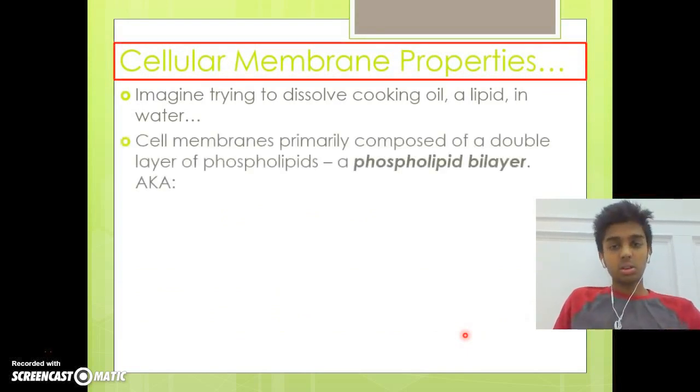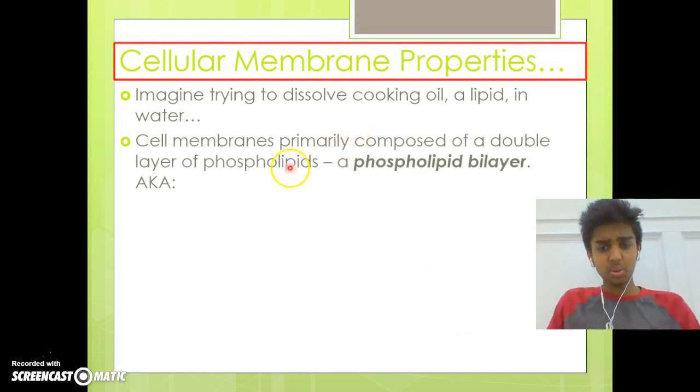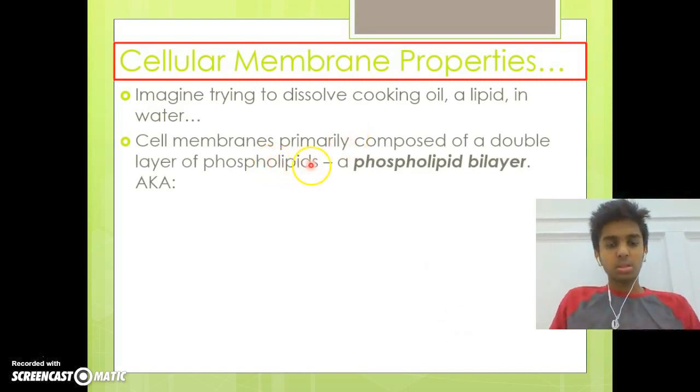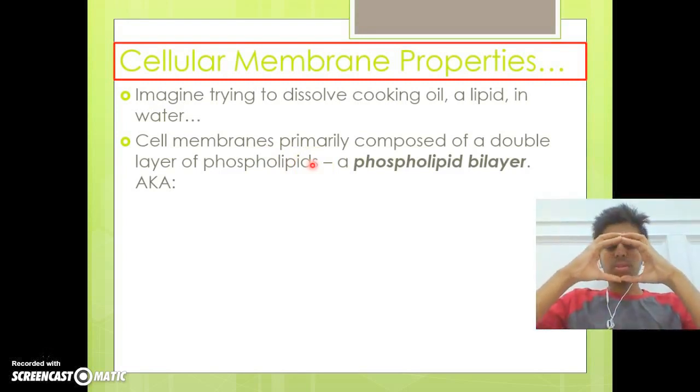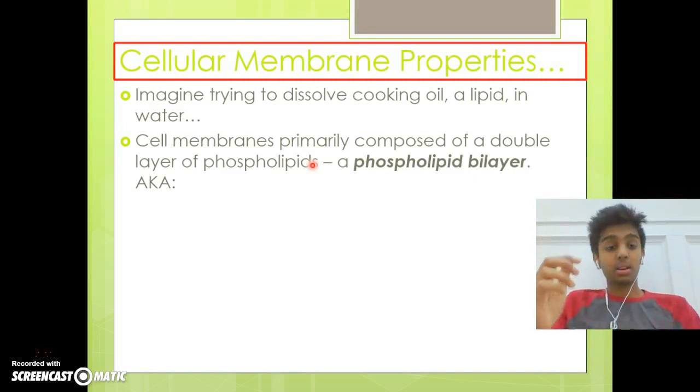Imagine trying to dissolve cooking oil, a lipid, in water. Anywho, this is the important content. Cell membranes are primarily composed of a double layer of phospholipids. All of the cell membranes are composed of two layers of phospholipids, also known as a phospholipid bilayer.